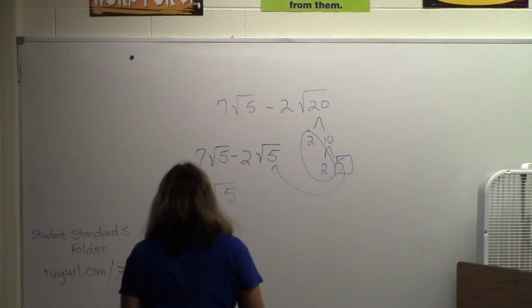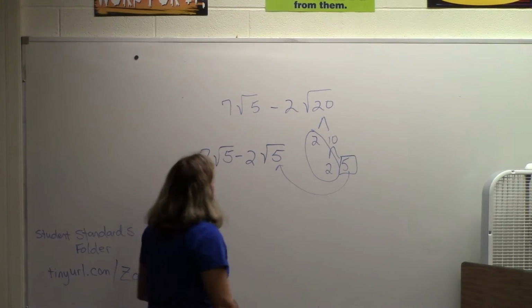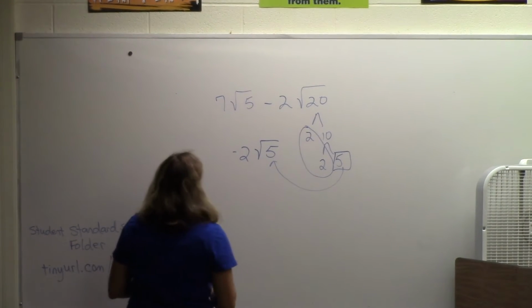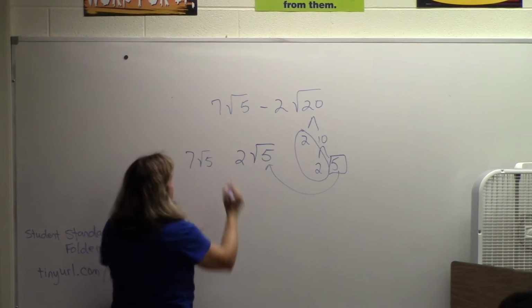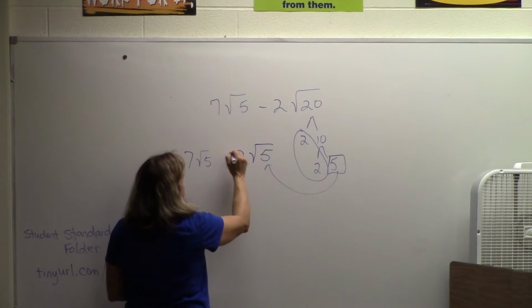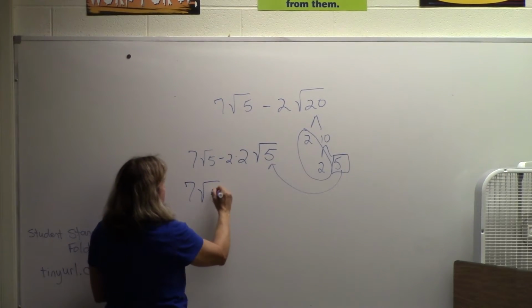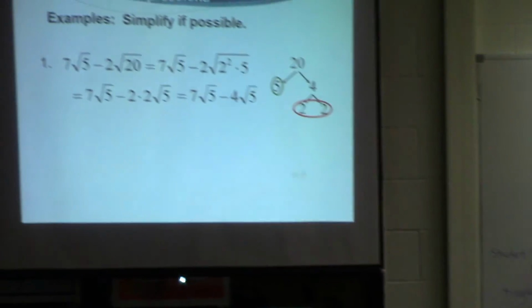I messed up. This is not quite right. Sorry. Erase. I know that. Okay, so I had 7 radical 5. I already had a 2 radical 5, so I'm multiplying this by 2. So I've got 7 radical 5 minus 4 radical 5. You guys see what I did?